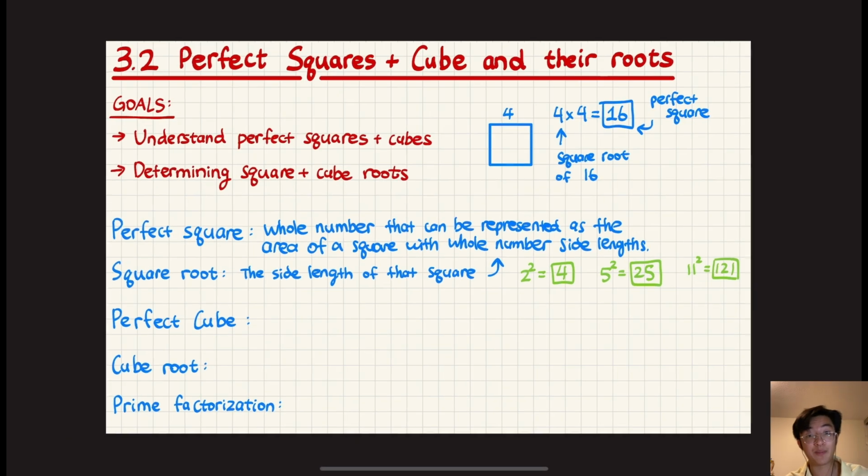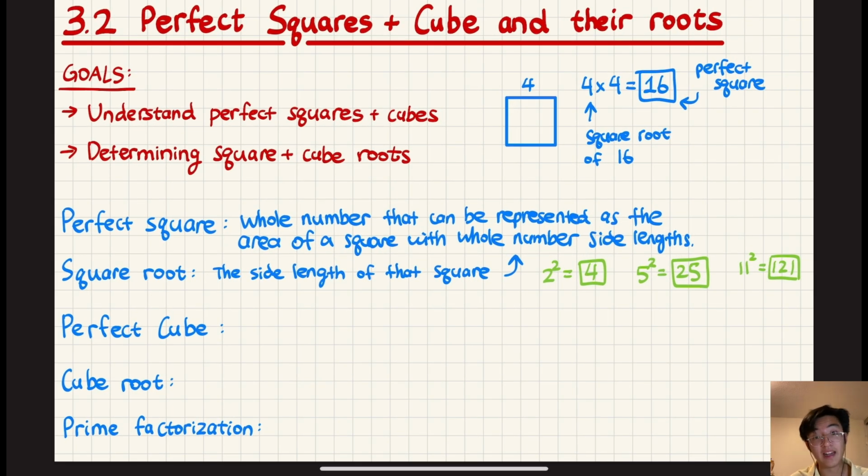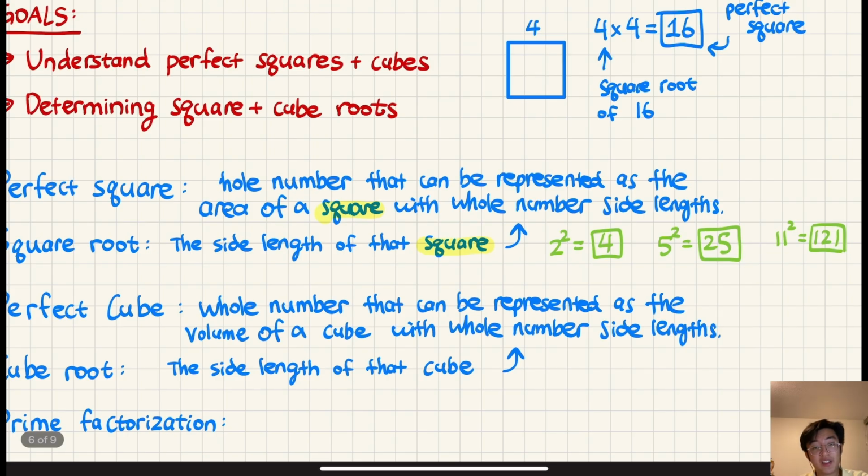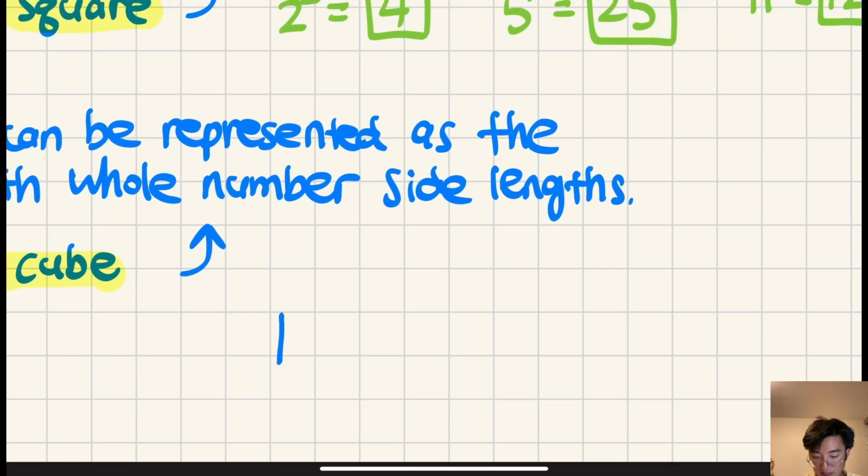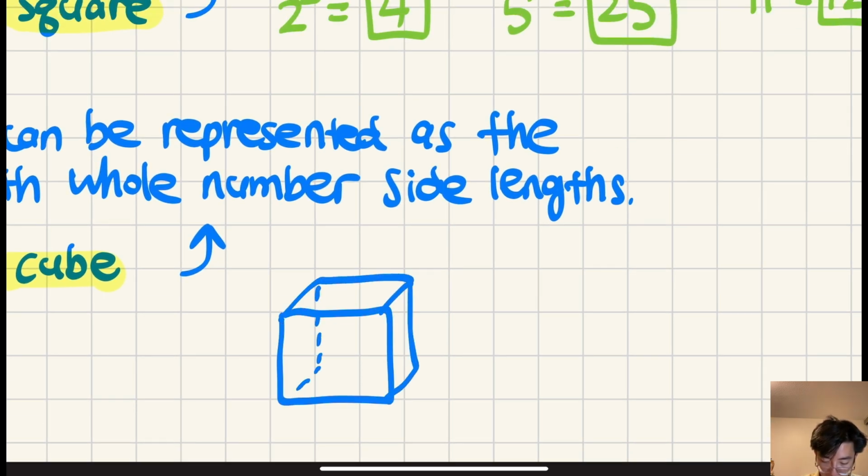The same logic applies to a perfect cube and a cube root. I pretty much just copy and paste the definition, but the only difference is that instead of a square and an area, we have a cube here. So instead of area, we're working with volume now. For example, let's draw another diagram, a little shape here. We have a cube with a side length of 4.